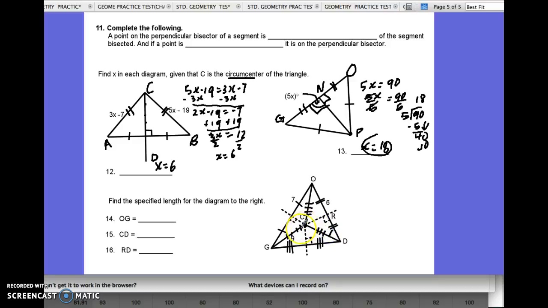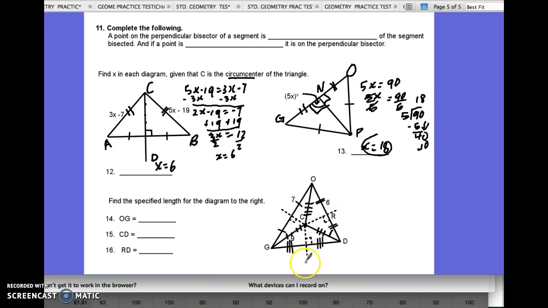Therefore, since CG is 9, then CD must be 9 and CO must also be 9. Okay? I'm sure we're going to be required to find one of them coming up. So let's take a look at what we've got.